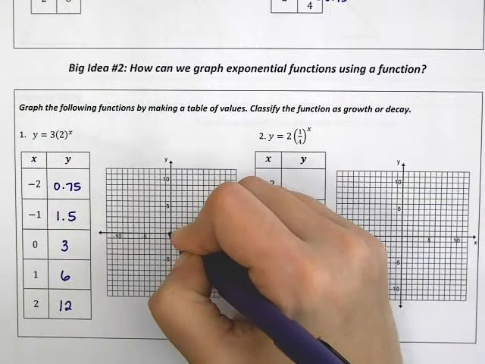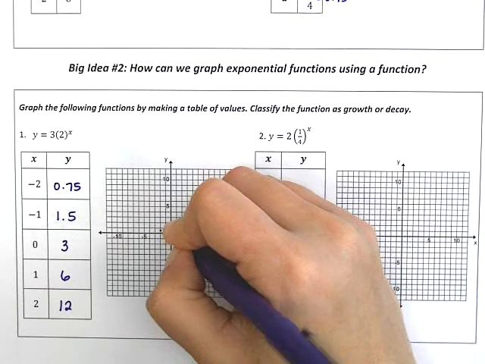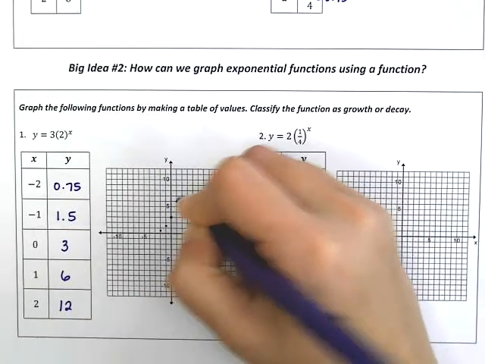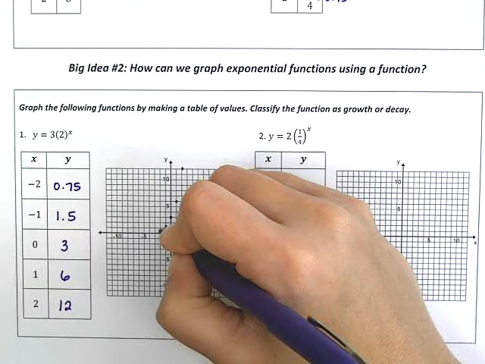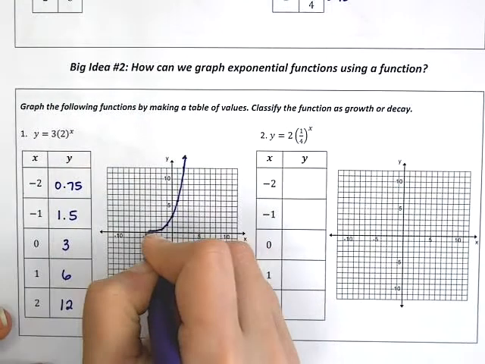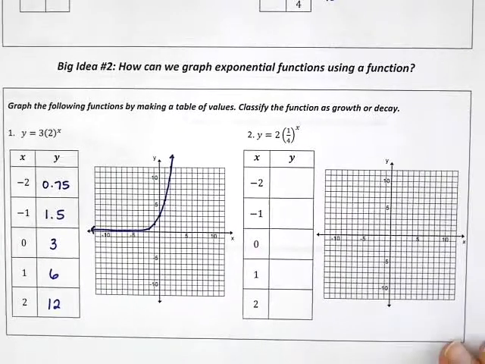Then we're going to graph. So left 2 up 0.75, -1, 1.5, 0, 3, 1, 6, and 2, 12. Again, this one's going to look like an airplane taking off. Nice and smooth, and it's never going to hit the ground. It's just going to get really close.